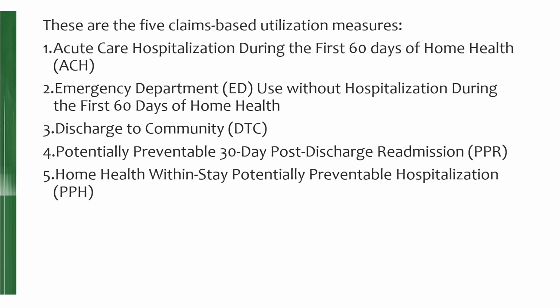These are the 5 claims-based utilization measures. First, acute care hospitalization during the first 60 days of home health. Second, emergency department use without hospitalization during the first 60 days of home health. Third, discharge to community. Fourth, potentially preventable 30-day post-discharge readmission. Fifth, home health within stay, potentially preventable hospitalization.